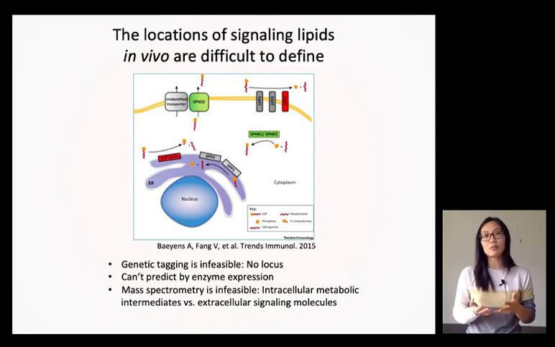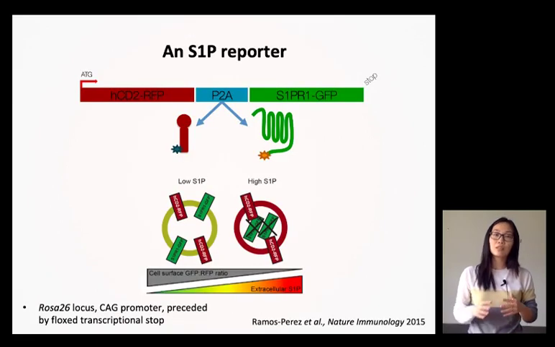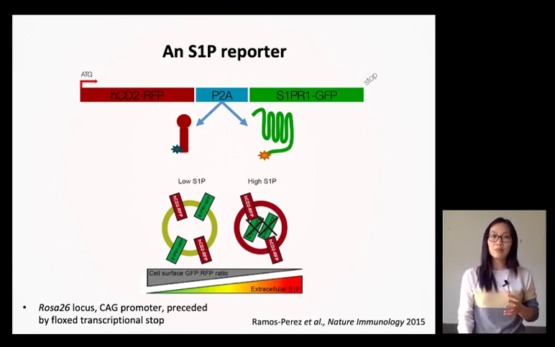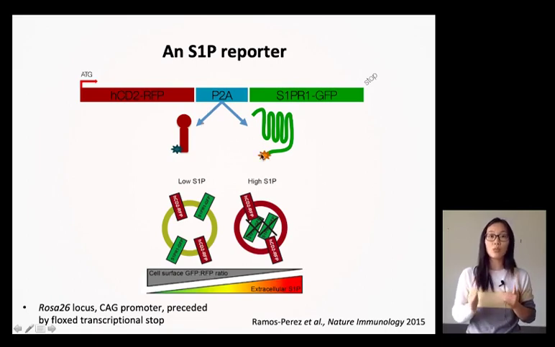So if you measured S1P in a lymph node, it would give you artificially high values of S1P due to detection of intracellular S1P. To get around this problem, a previous grad student, Willie Ramos, generated a reporter mouse based on the concept that S1P receptor 1 gets very sensitively internalized when it binds S1P. The way this reporter mouse works is it has two fluorescently tagged proteins split by a P2A skip sequence so that they will be transcribed and translated 1 to 1.